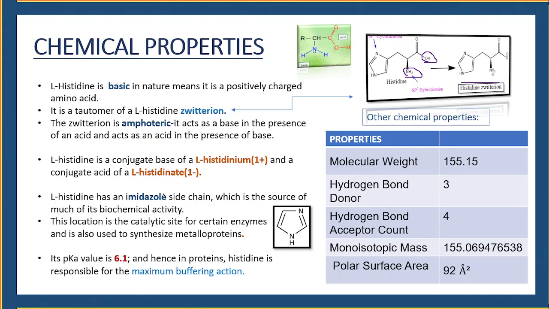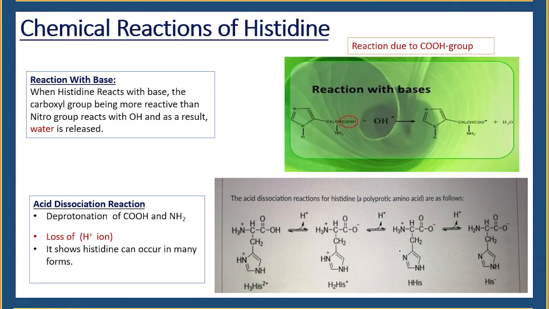Other chemical properties of histidine are that its molecular weight is 155.15. It can donate 3 hydrogen bonds, hydrogen bond donor. It can accept 4 hydrogen bonds. Its polar surface area is 92. Chemical reactions. The chemical reactions of histidine.